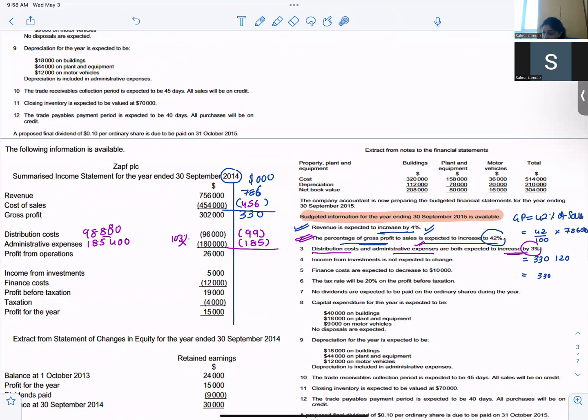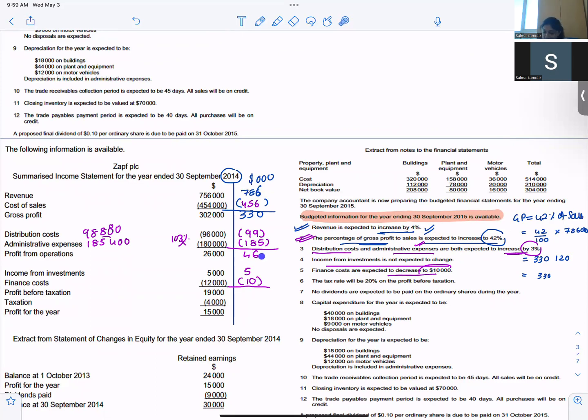Now, this is my gross profit. Gross profit minus distribution costs minus administrative expenses. I will get my profit from operations, which becomes 46. Income from investment is not expected to change. That means income from investments would remain the same. It's 5. Finance cost is expected to decrease to 10,000. So this will decrease and it will become 10,000.